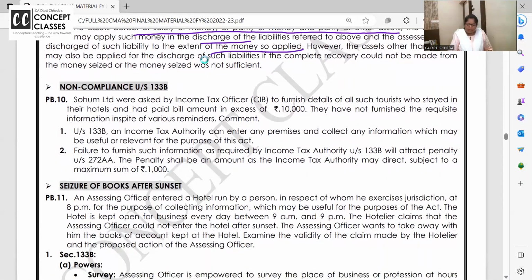Soham Limited were asked by Income Tax Officer CIB to furnish details of all such tourists.